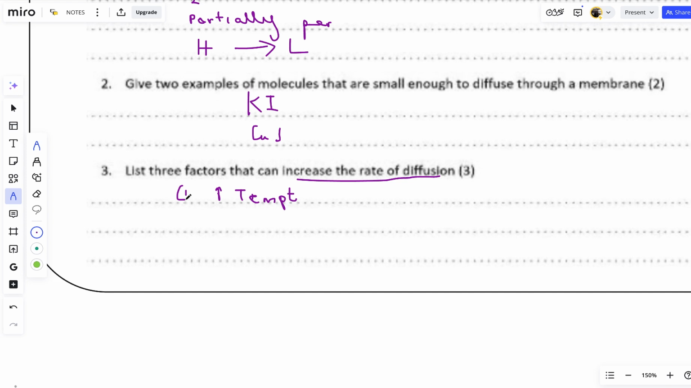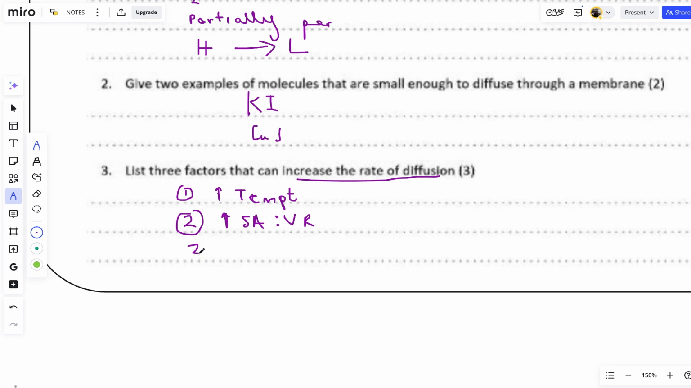Number 2 factor that increases the rate of diffusion: the surface area to volume ratio. Okay, increase in surface area to volume ratio. So increase the surface area to volume ratio.